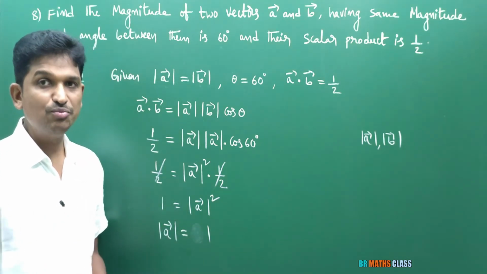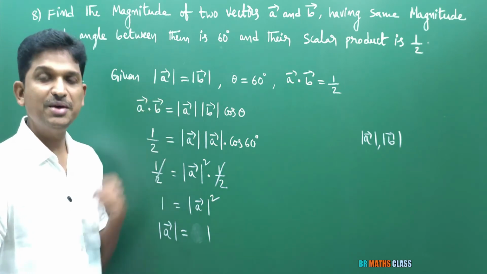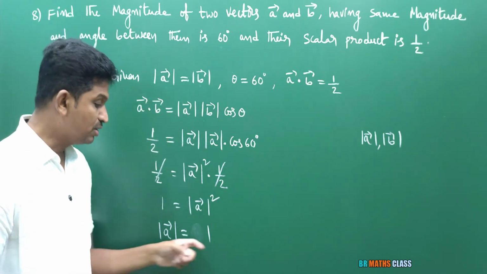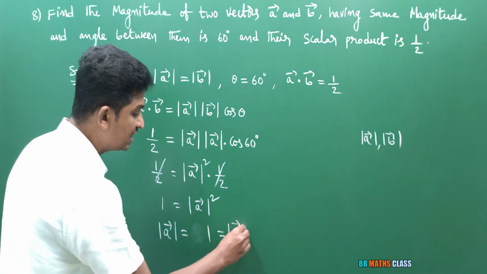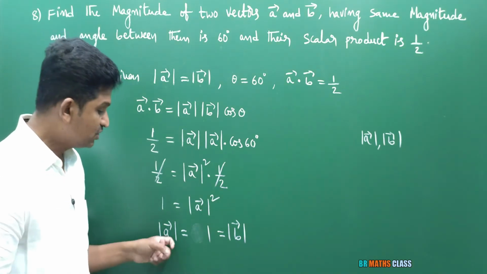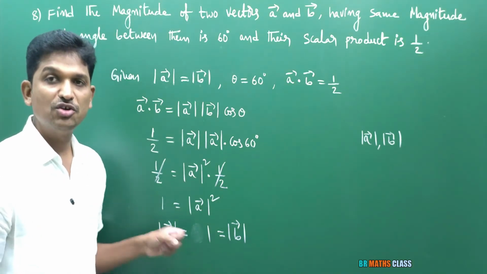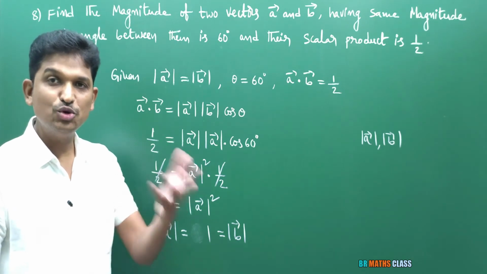What is the magnitude of B bar? In the question they have given that the magnitude of A bar is the same as the magnitude of B bar. As you got the magnitude of A bar as 1, the magnitude of B bar is also 1. So the magnitude of A bar is 1, and the magnitude of B bar is also 1. I hope you understand this problem. Now we will move to the next problem.